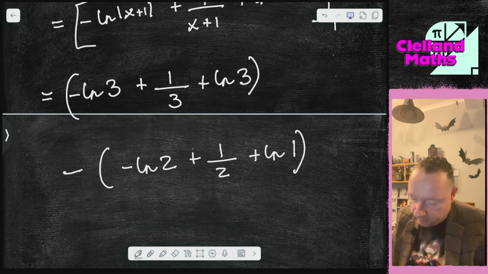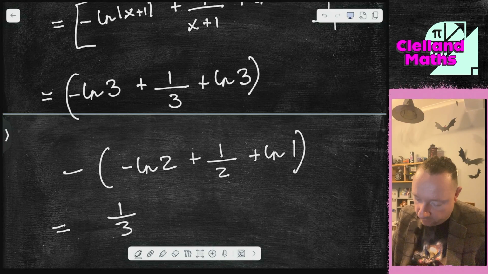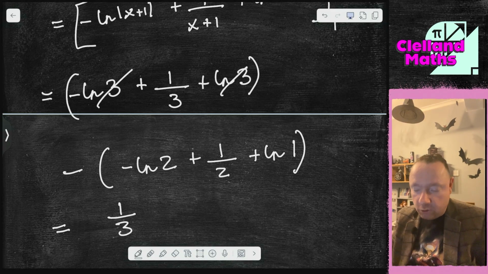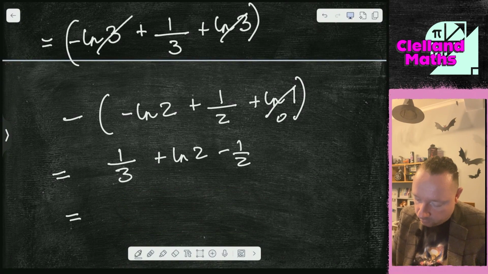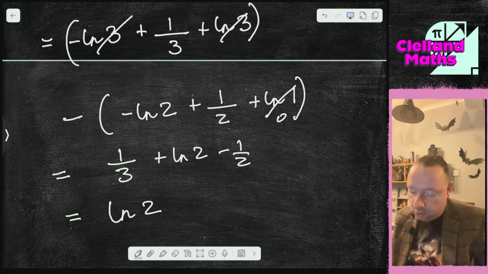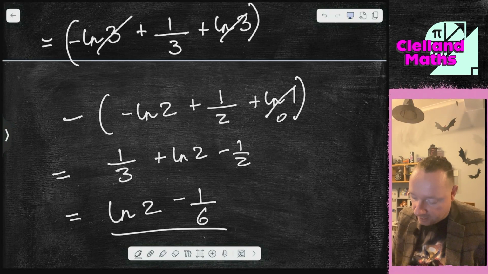So a bit of manipulation here. Log 3 minus log 3 is nothing, so the first bracket's got a third. We just cancel each other out. Log of 1, you should remember, is also 0. So that becomes minus minus plus log 2 minus a half. So I need to do a third minus a half. So we've got log 2. 2 minus 3 is minus 1 sixth. Log 2 minus a sixth. And that's about as exact as I'm going to get.